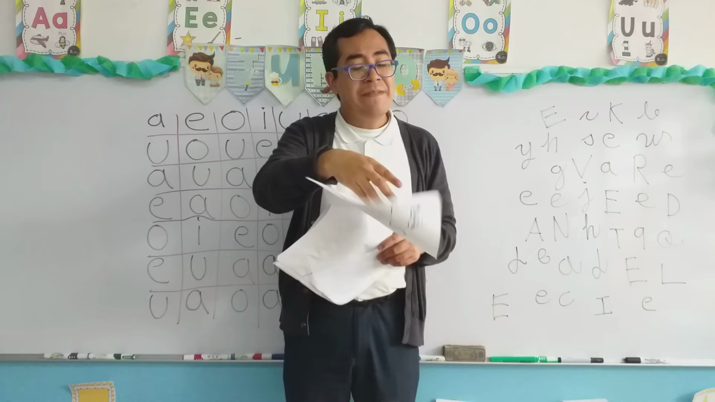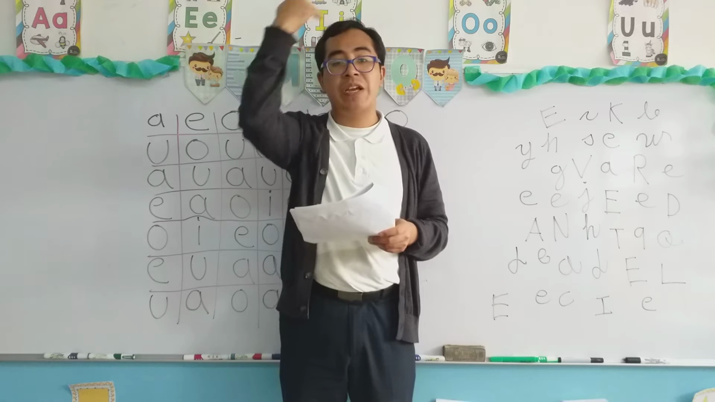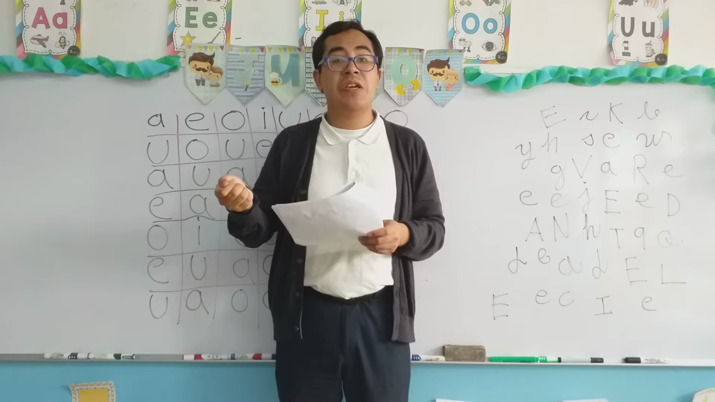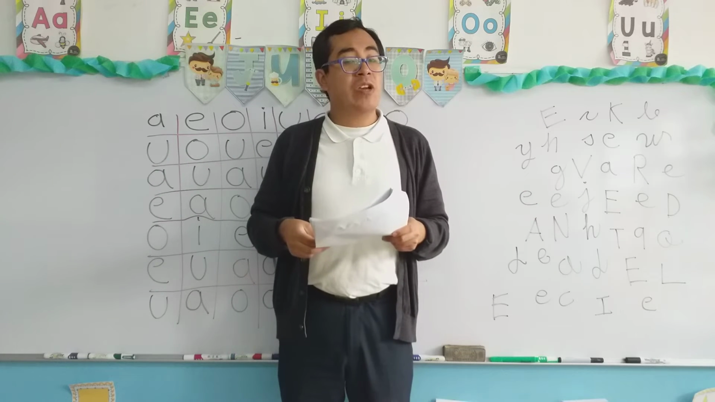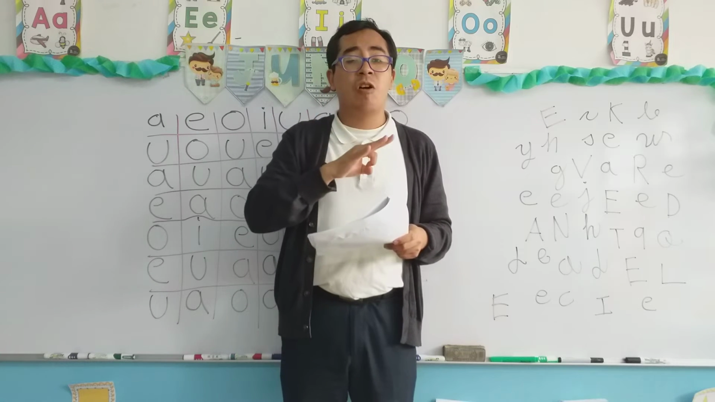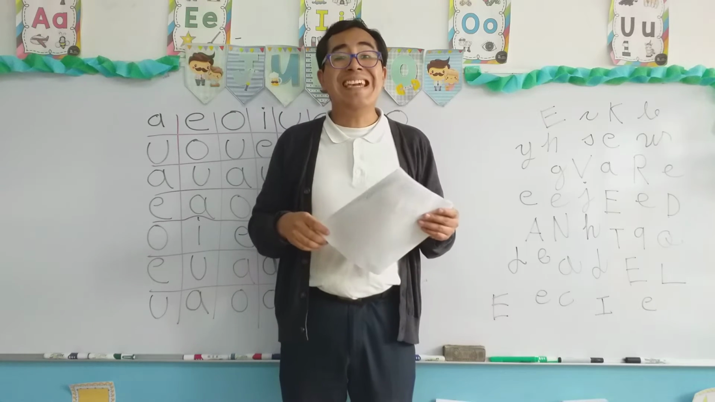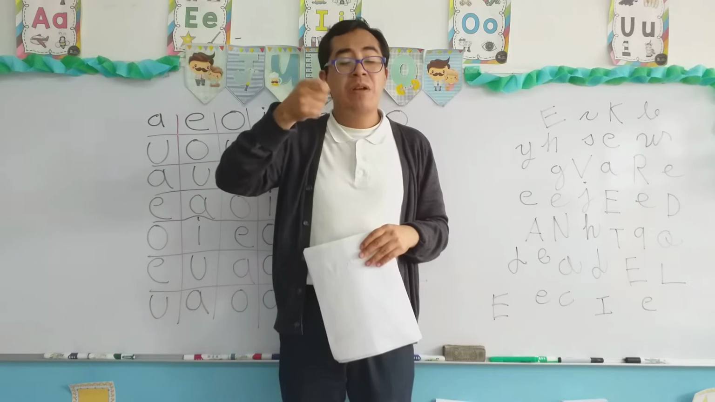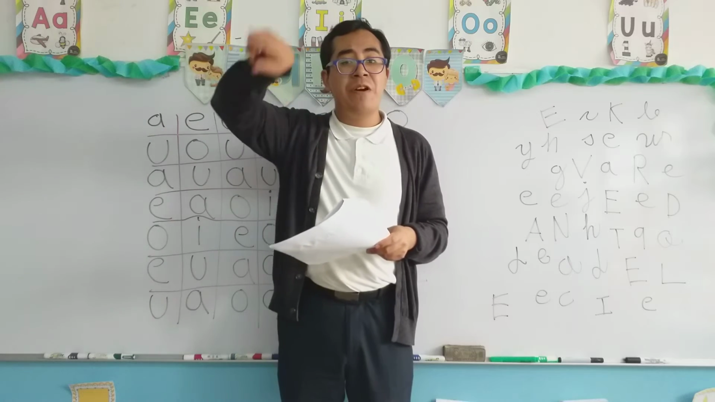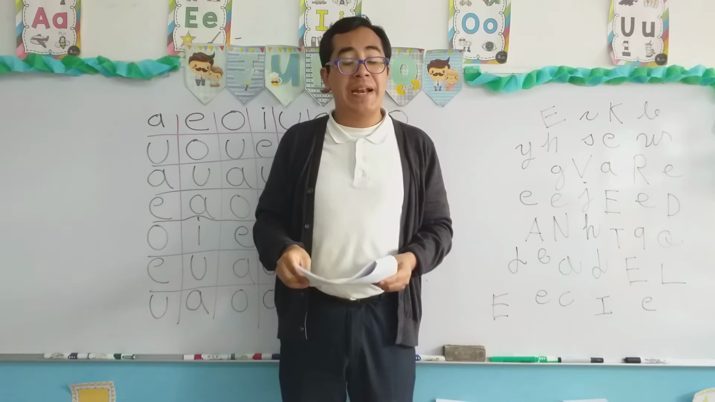Now with the small e, we have ear, another part of the body that is located right here on the head, ear. We have electricity. Remember, all electronic objects like a computer, like television, and even the cell phone charger, they need electricity to function. We also have eat. Now the word eat, remember, comer. And finally we have the earth. Planet Earth, the place where all human beings live. Planet Earth, el planeta Tierra.